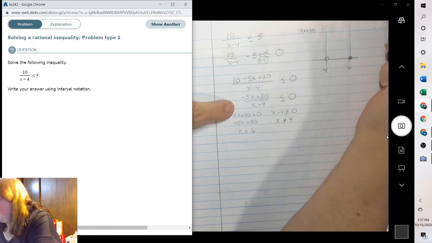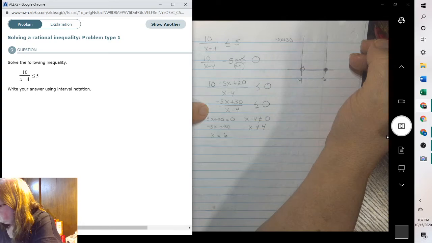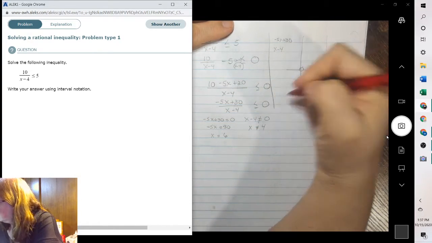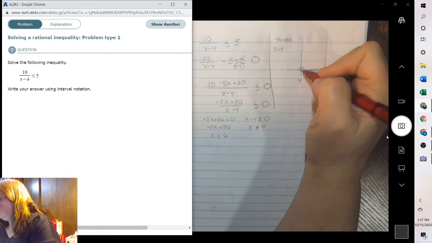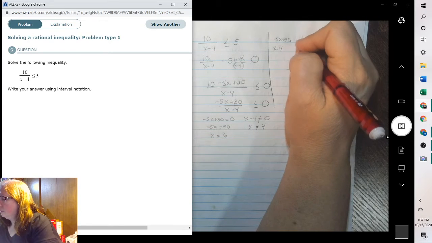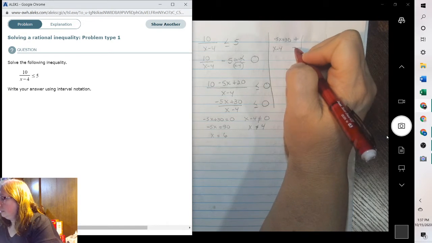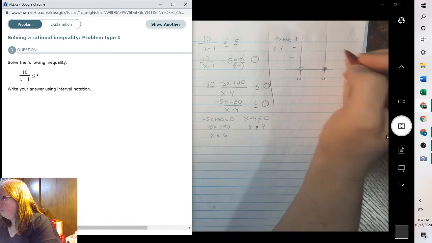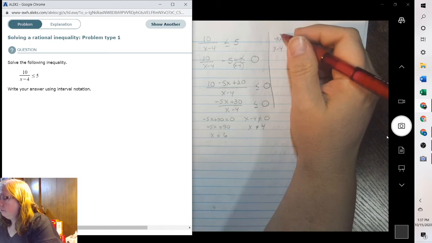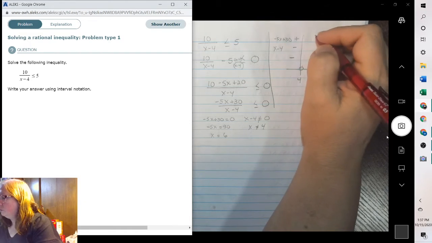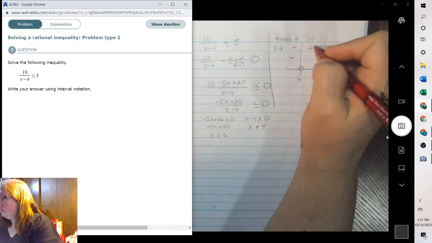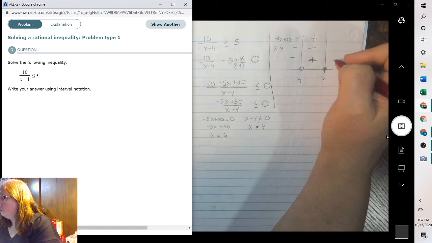So we have negative 5x plus 30 and x minus 4. Plugging in something to the left, I'd plug in 0. 0 gives me a plus. 0 here gives me a negative. A positive and a negative is a negative. Going in between, I can use 5. 5 would be a negative 25, which would still be a positive value. 5 minus 4 is positive.